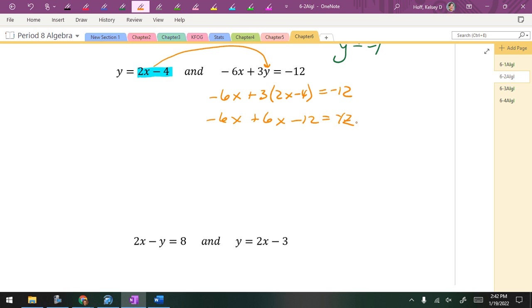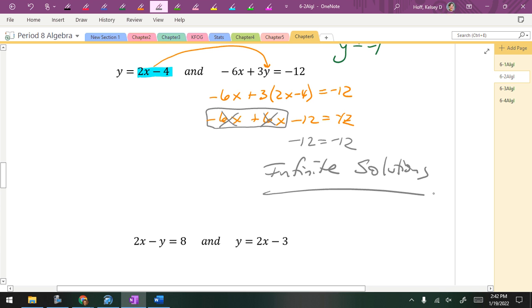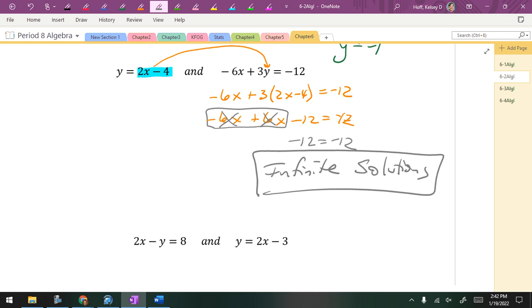How do you know it's infinite solutions? What happens here? Help me out. Okay, so these guys right here cancel, right? Negative 6x and a positive 6x. So you have negative 12 equals negative 12, which means infinite solutions. Because they're the same number with the same sign, it means infinite solutions. Meaning, if I was going to graph those, what's going to happen? They're going to graph right on top of one another, yes? Okay, they're going to graph right on top of one another.